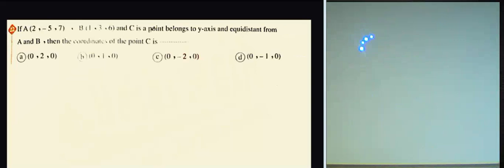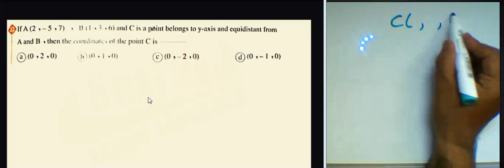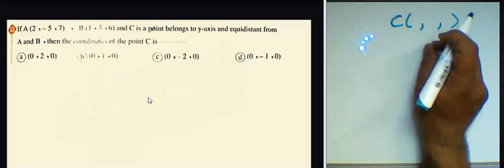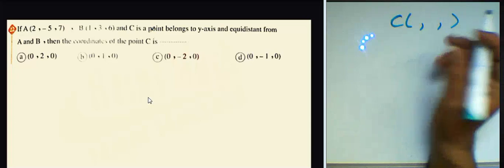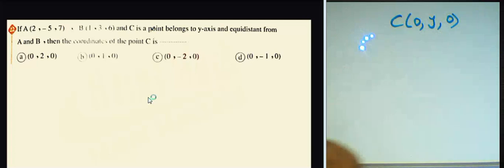Question 22. If A, B and C are points, A (2, -5, 7), B (1, 3, 6), and C is a point on the y-axis and equidistant from A and B, then the coordinates of the point C equal what? C on the y-axis, what does it mean? We know x, y and z. He tells us the point belongs to the y-axis, meaning x equals 0 and z equals 0, and we have y.